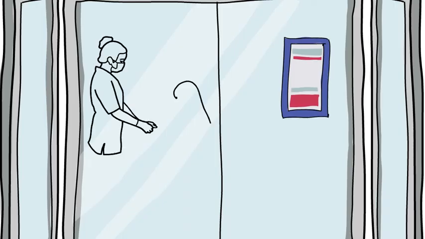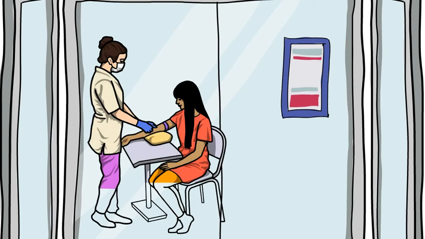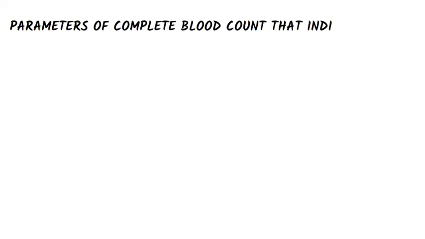A blood test called complete blood count gives information about all three types of blood cells and helps in detecting several disorders, including anemia. The parameters on a complete blood count that indicate anemia when their values are low are the following.